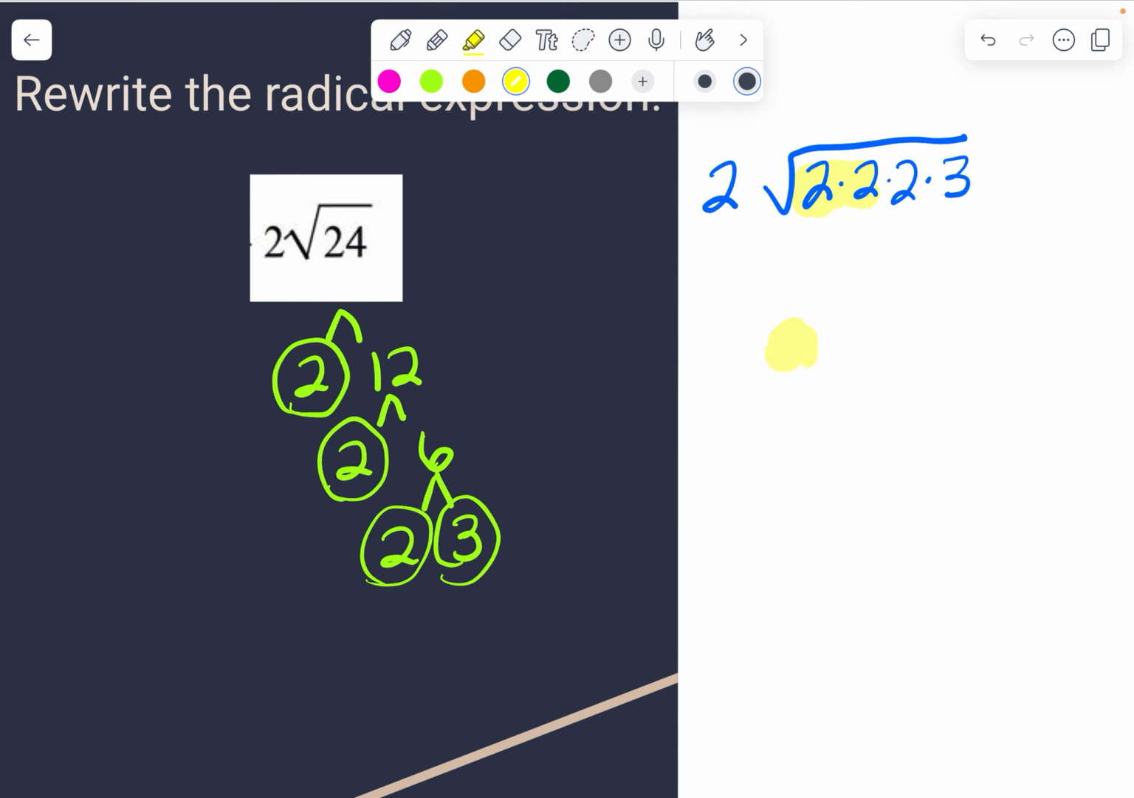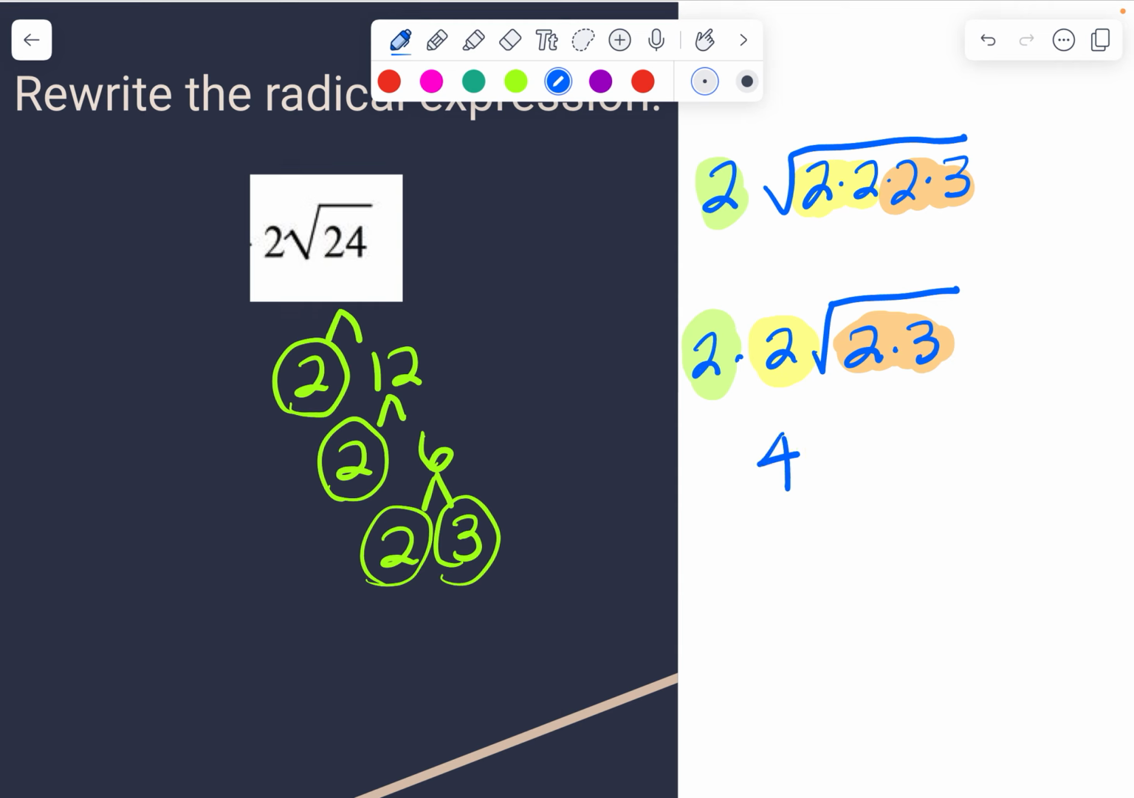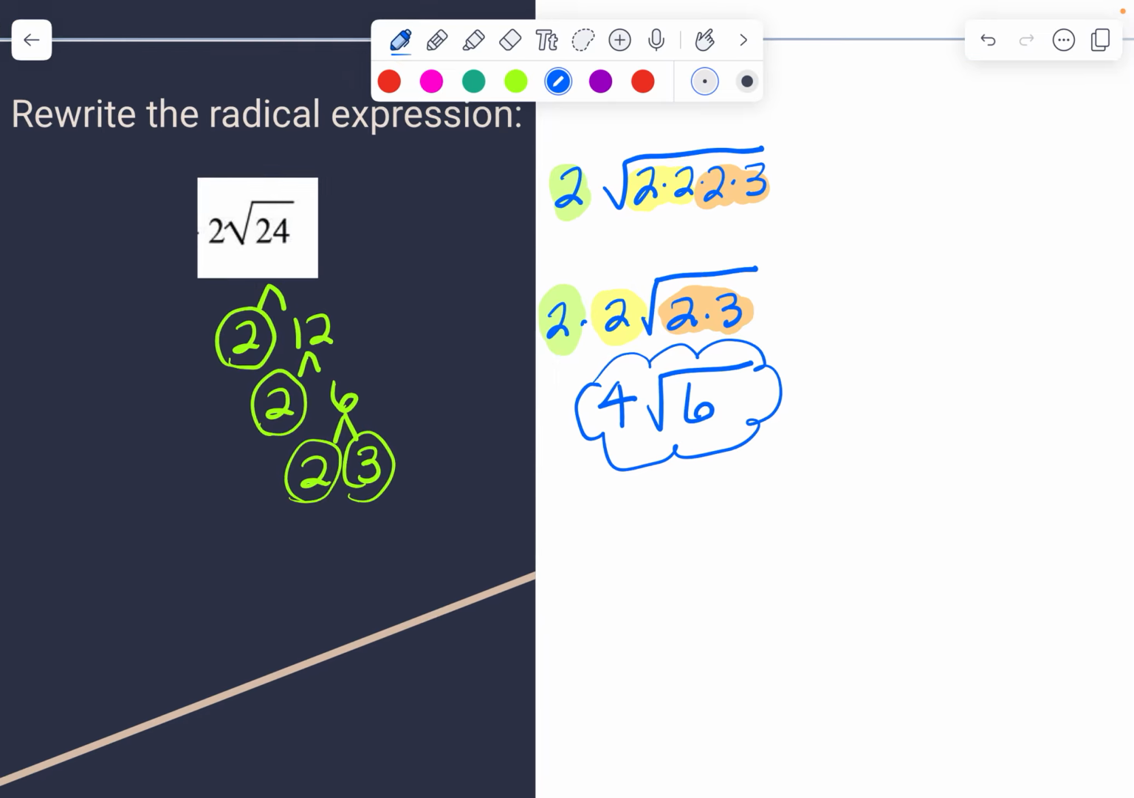We have a pair of 2's we can bring out. The 2 times 3 has to stay on the inside. And then we have this other 2 that was originally part of our expression. So we have our original 2, the 2 we pulled out, and then the 2 times 3 on the inside. So simplifying, 2 times 2 is 4, 2 times 3 is 6, so 4 times the square root of 6.